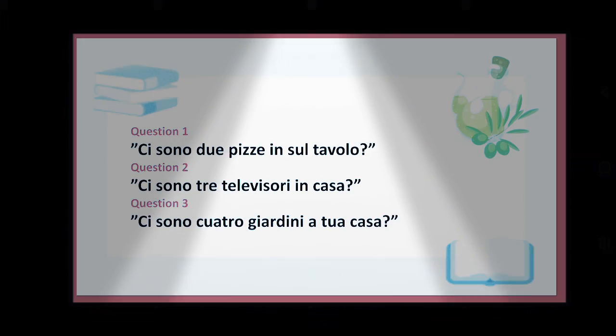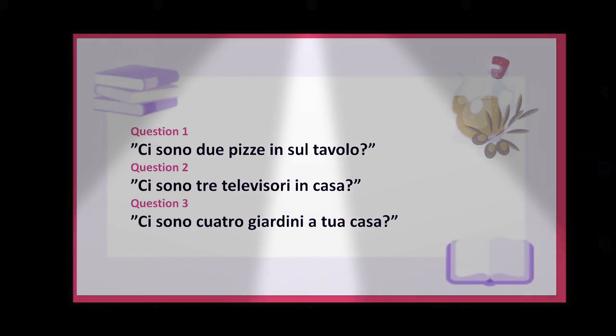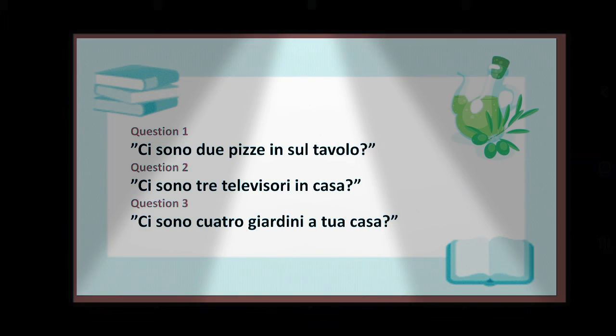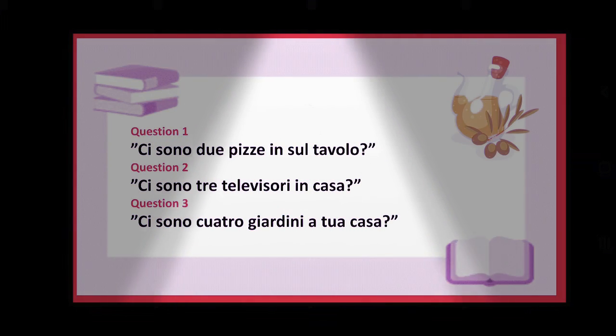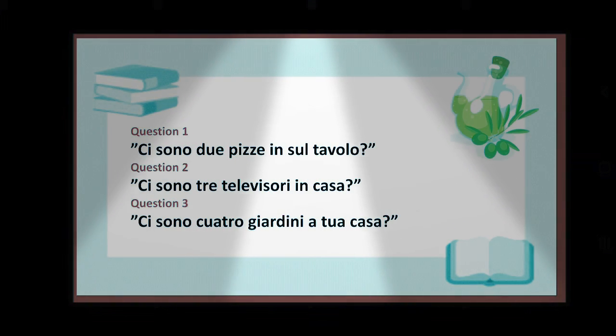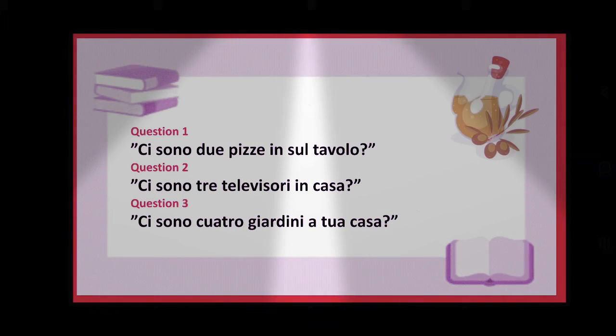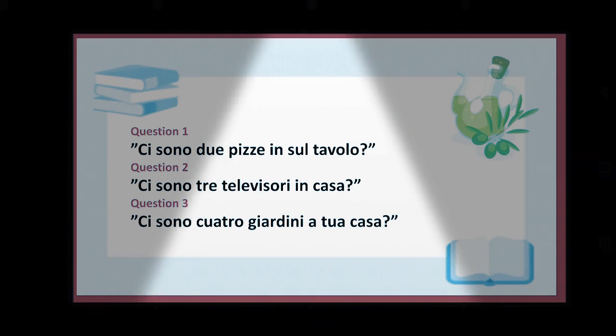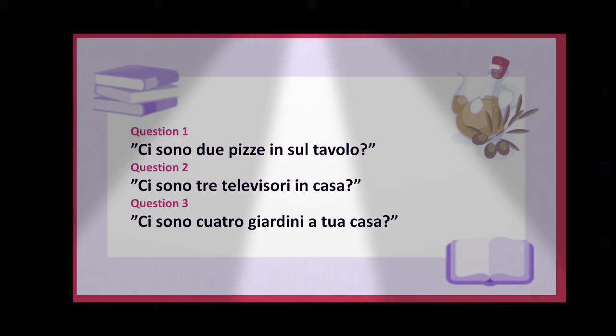Now, if we want to change the sentences into a question, the structure is similar to the positive context, but on this occasion we add a question mark at the end of the sentence. For answering positively, we say sì, ci sono, and negatively, no, non ci sono. Taking the same examples, the questions in plural are: ci sono due pizze sul tavolo? Ci sono tre televisori in casa? Ci sono quattro giardini a tua casa?